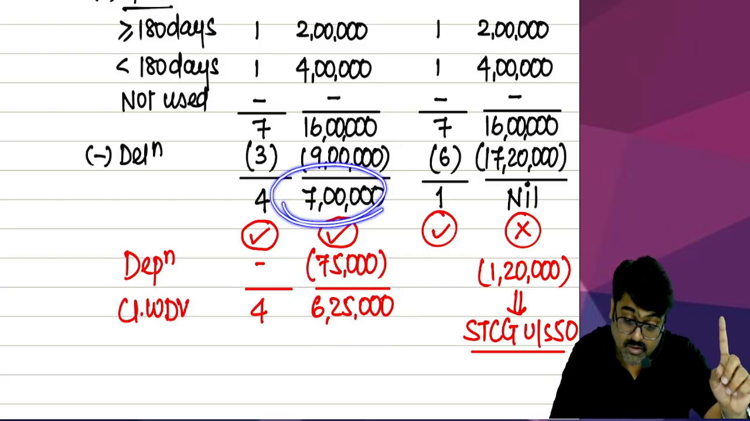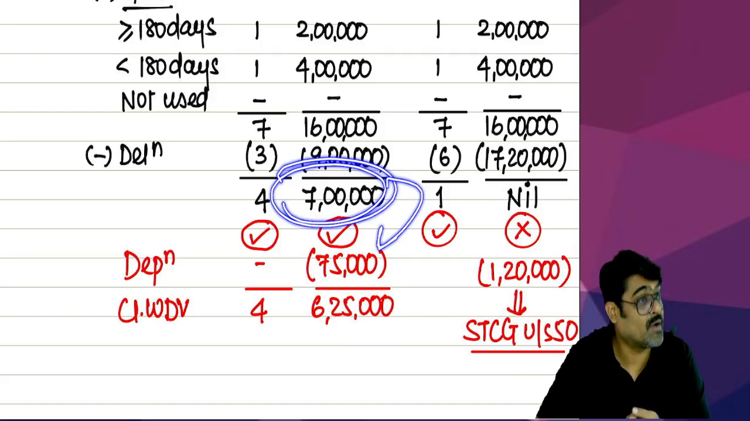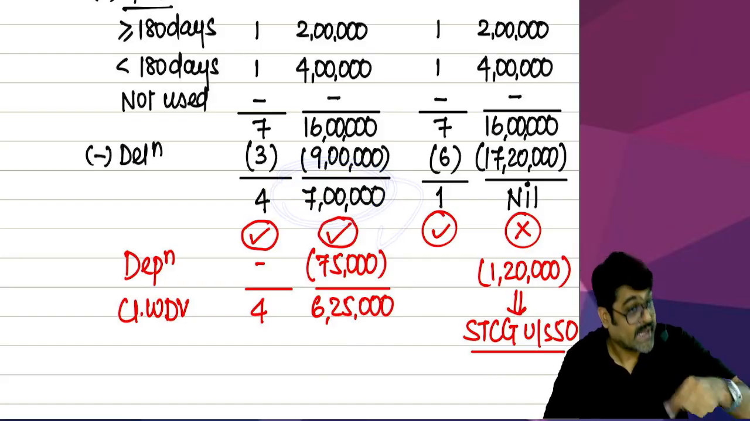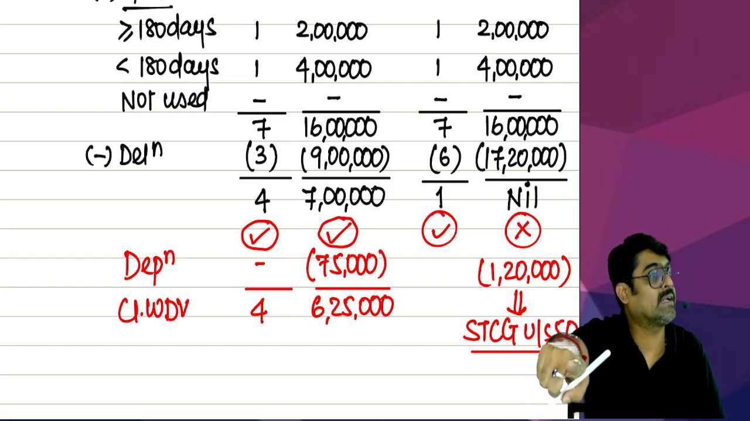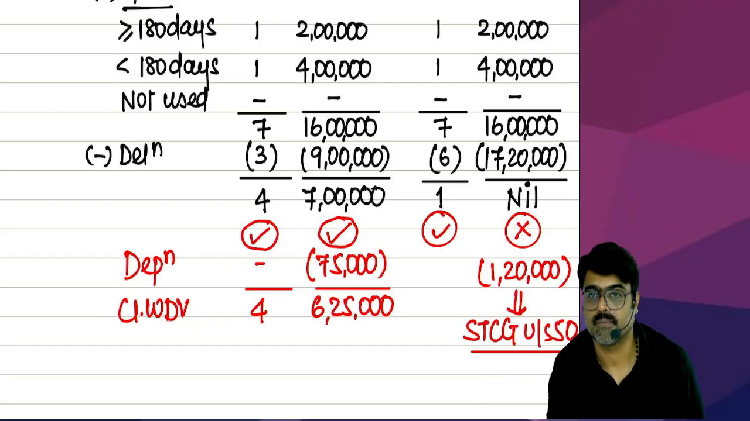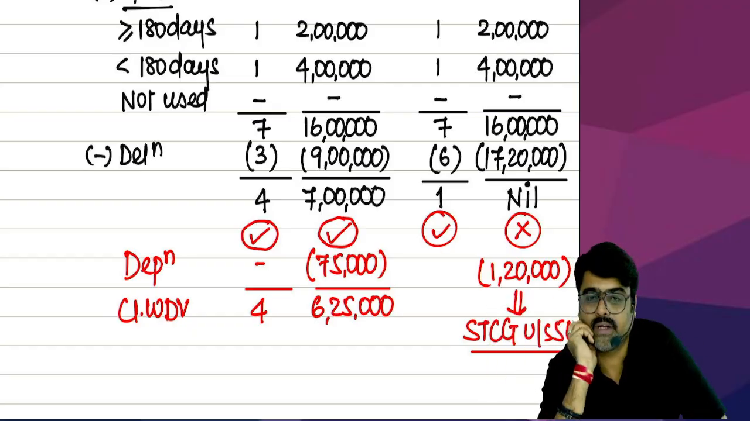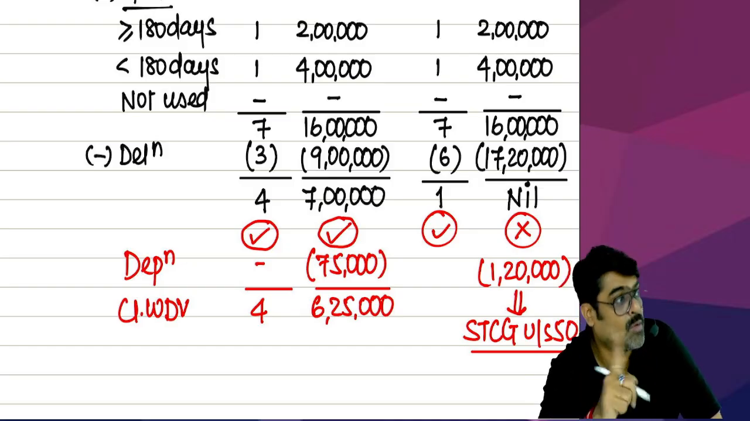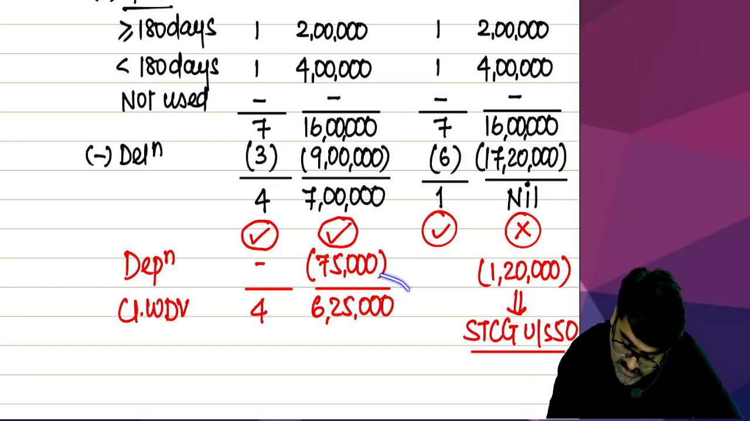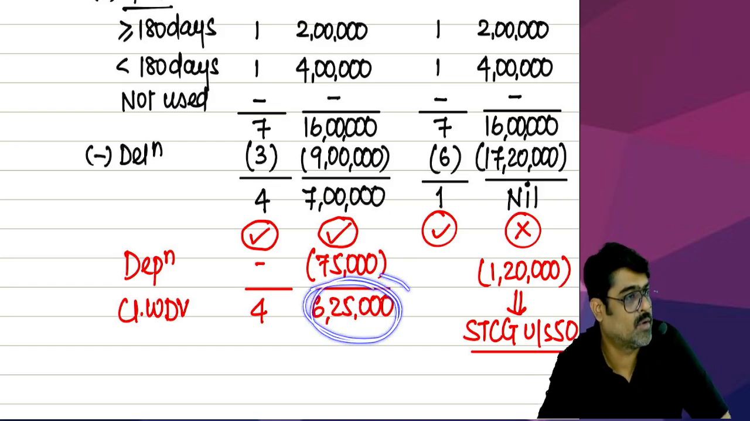Because out of this cost, some cost we are allowing in the form of normal depreciation, and 80,000 of the cost we are allowing additionally in the form of additional depreciation. Reduce that amount also. So while calculating your closing WDV, will you reduce normal depreciation? Will you reduce additional depreciation? After reducing both, whatever value comes will be known as closing WDV.